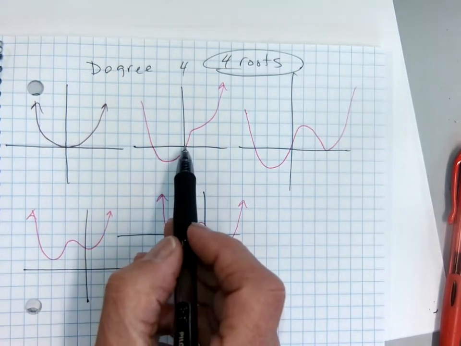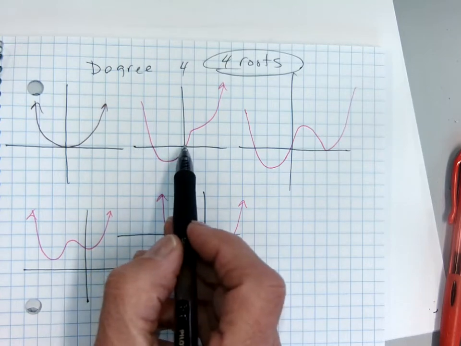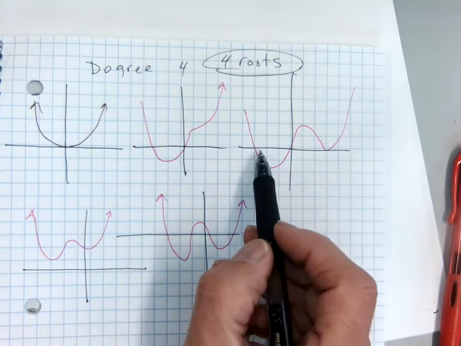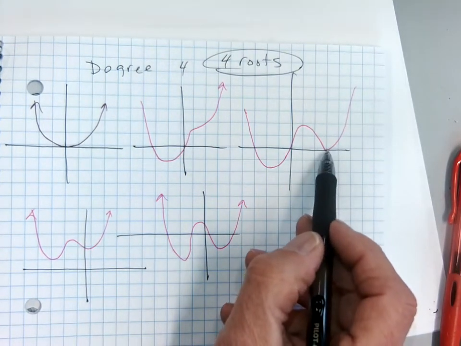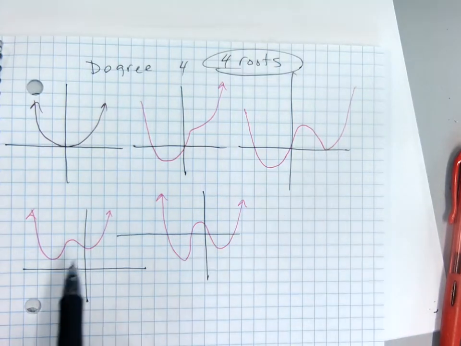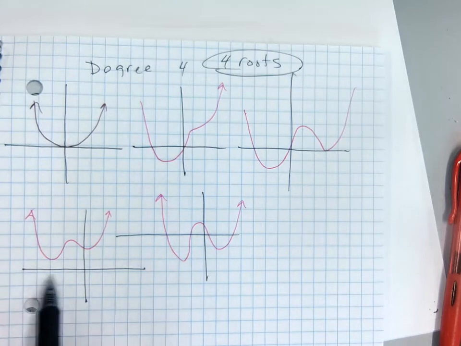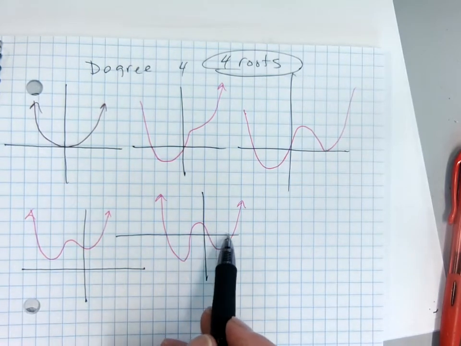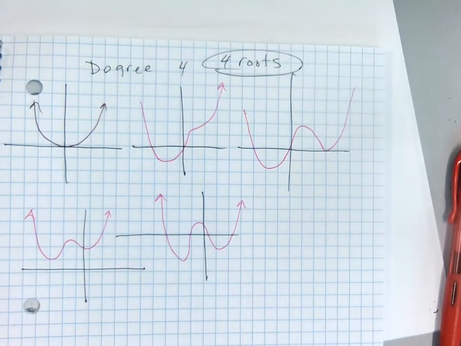This has 1, 2 real roots and 2 imaginary. This has 1, 2, 3, but that's a double, so it really has 4 real roots. This one has 4 imaginary roots, never crosses the x-axis. This one has 1, 2, 3, 4 real roots, okay? And then we went into Desmos and worked on a polynomial exercise.